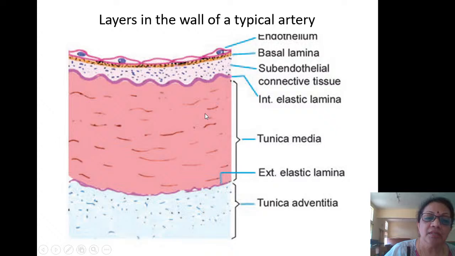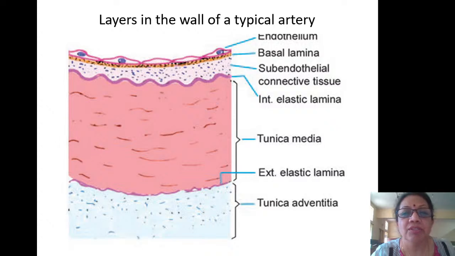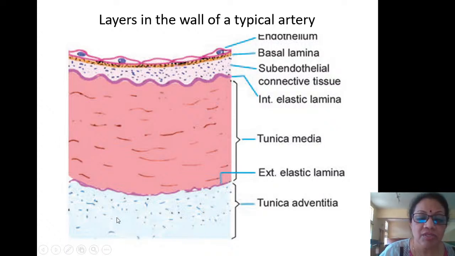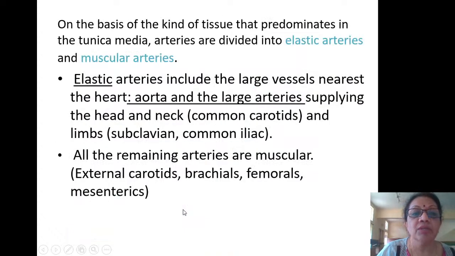Then the tunica media is mostly smooth muscle and some amount of connective tissue fibers, including collagen, elastin, reticulin, but largely, when they are there, a good amount of elastin will be there. Then there is also an external elastic lamina, which is part of the tunica media. Tunica adventitia is mostly connective tissue, longitudinally oriented, not concentrically oriented.